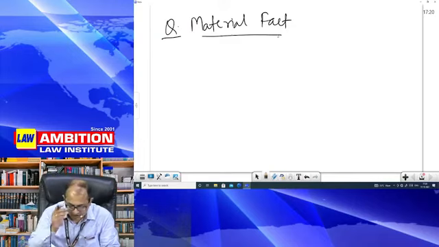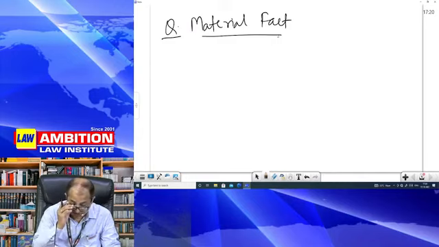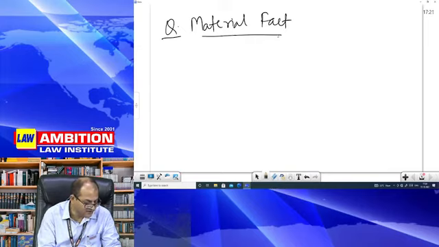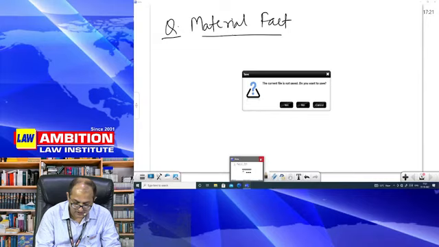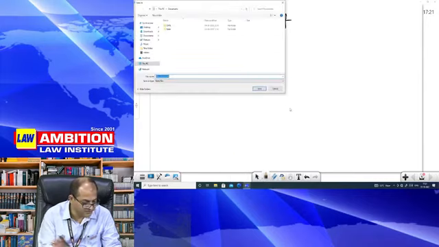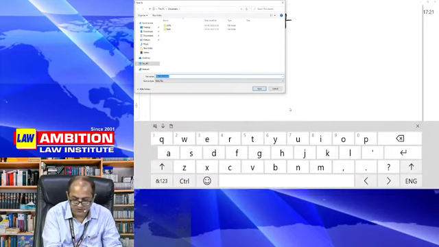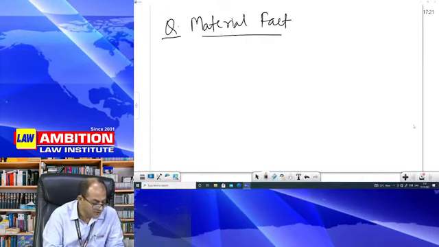So what is material fact? If a question is asked, I will quote certain things before you, material facts, you just write down. There are certain decisions also on this point. What do you mean by material fact? Which facts can be called material fact? So see, there is a decision of the Supreme Court on these points. I am framing the question and I am answering them.